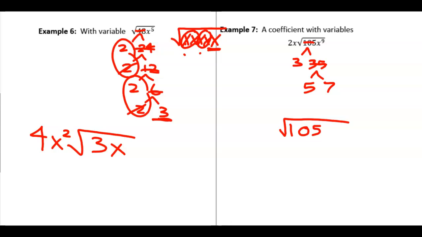Now, x to the 9th. You can write out all those x's if you want. 9 x's: 1, 2, 3, 4, 5, 6, 7, 8, 9. Again, I'm showing you the long way to do this, but this is the way most people see it visually. How many pairs of x's are there out of 9 x's? 1, 2, 3, 4. 4 x's. x times x times x times x is x to the what power? 4th power.